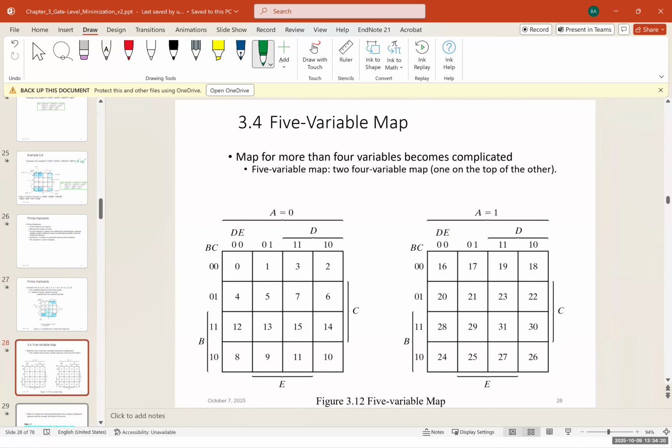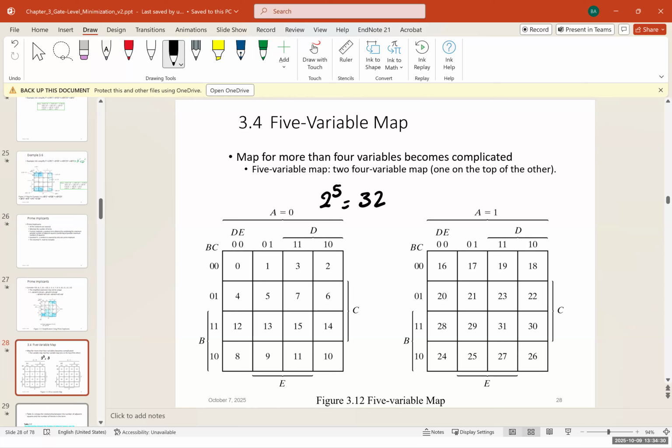Now for a 5 variable map, we would have 2 to the power of 5, which is 32 squares. So it's going to become a 3-dimensional problem. If we add a 6th variable, it's going to be 64. 7 is 128. We would have 2 identical maps. In one, A is 0, and in the other one, A is 1. But B, C, D, and E are exactly the same on both of them.